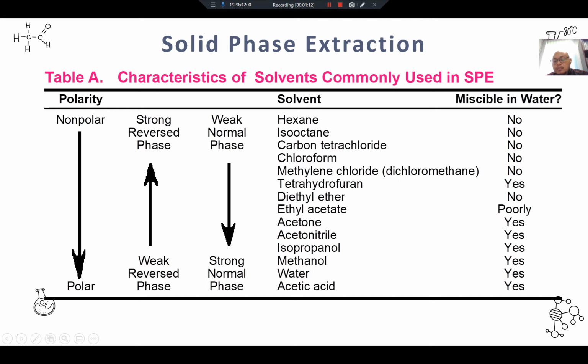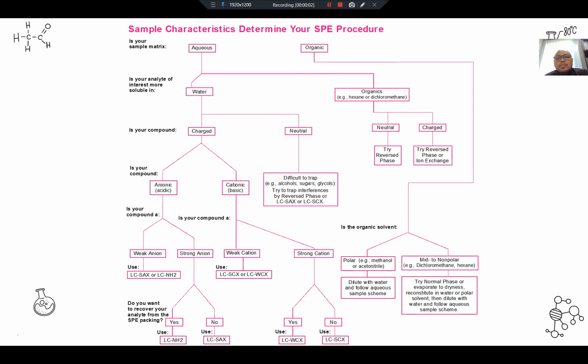Okay, the other ones are actually miscible in water, so you can use this particular solvent to adjust how you want to interact with your analyte, either your analyte is polar or your analyte is non-polar. Okay, alright, the next one is the sample characteristic to determine your SPE procedure.